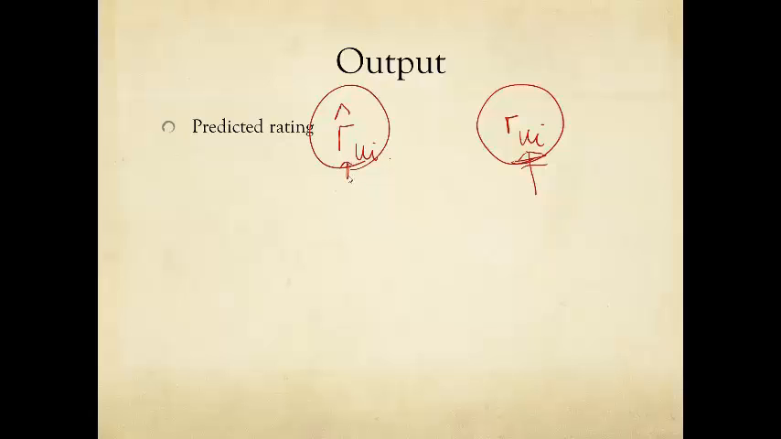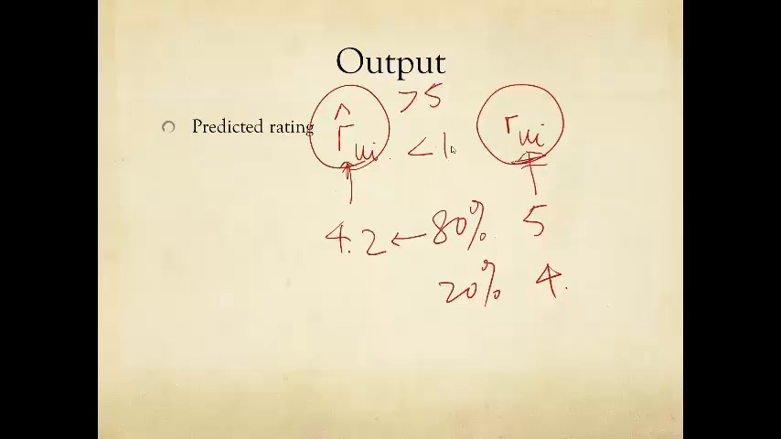So this R hat, however, could be a fractional number. It could be a real number. For example, 4.2 stars. You cannot rate 4.2 stars, but the prediction might say 4.2. So you can interpret that as maybe an 80% chance this user U will rate this movie I with 5 stars, and maybe a 20% chance you'll rate it as 4 stars. Maybe that's an interpretation of the number 4.2. This R hat may also go above 5 or under 1. But then we have to clip it, so that if it's above 5, it's 5. If it's under 1, we'll just call that 1. All right.